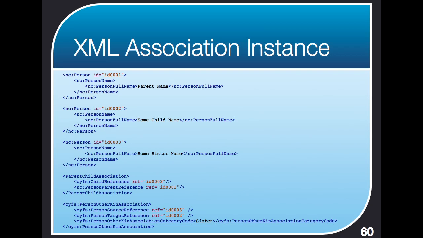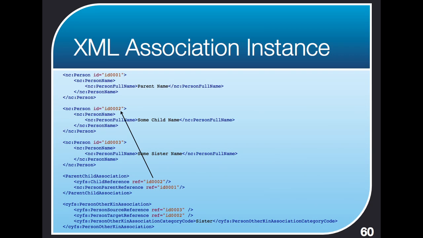Again, these are just internally unique IDs, so the parent has ID 0001, the child, who is in the center of the diagram, has ID 0002, and the sister is ID 0003. And then after that, we have two associations that link all these together. The first is that parent-child association. It has a child reference with an ID 0002 that points up to that person object representing the child.